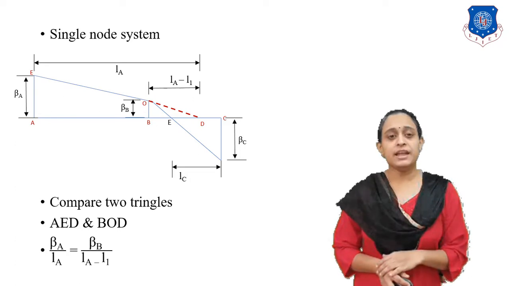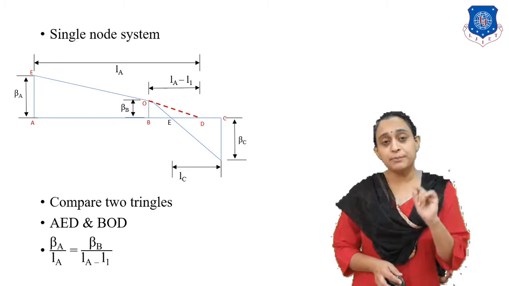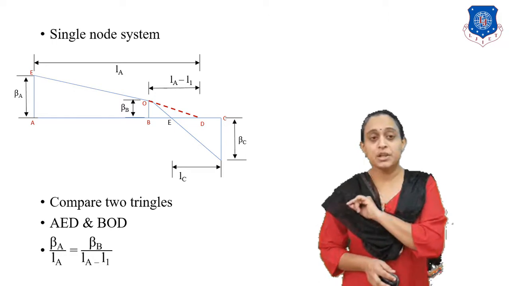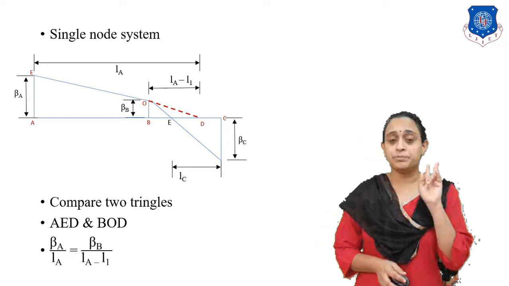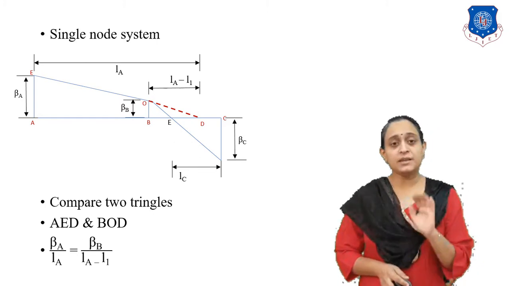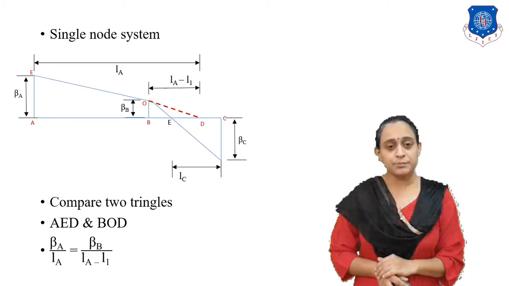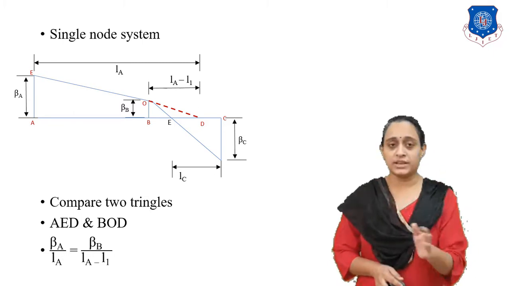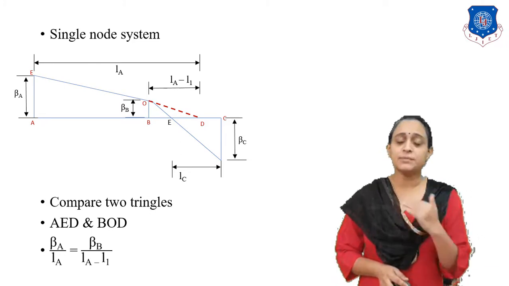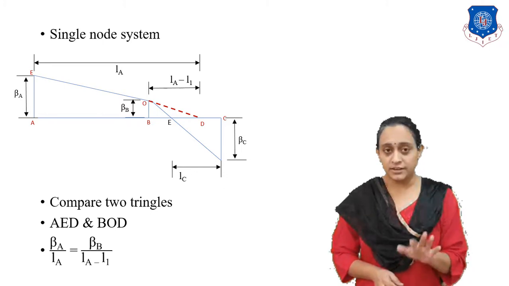In this case, we have to enlarge the length LO, which will map to the base line known as AC, and let us enlarge that line so that we will get two equivalent triangles named AED and BOD. These both are two equivalent triangles. Now let us compare both these triangles and we will get beta A by Ia is equal to beta B upon Ia minus L1. Okay, so this is our standard equation.